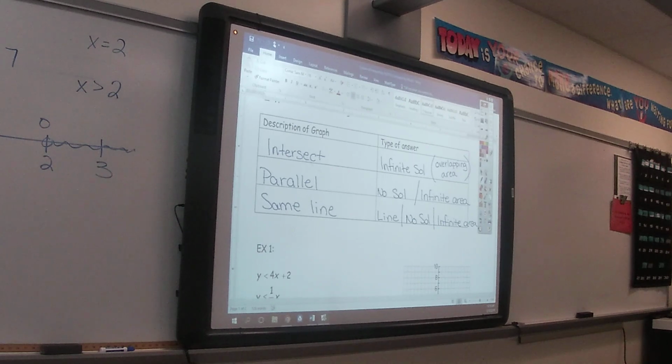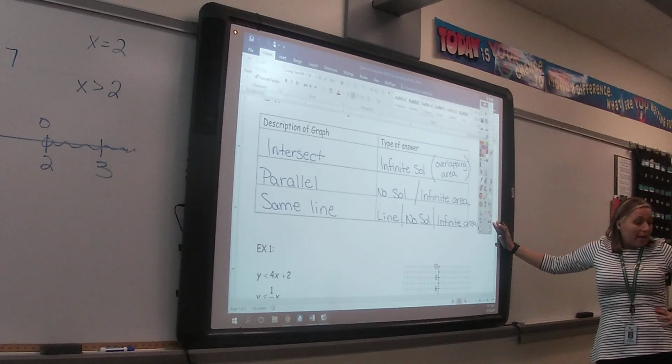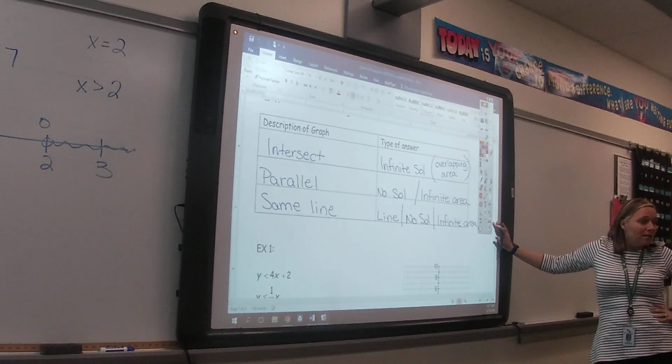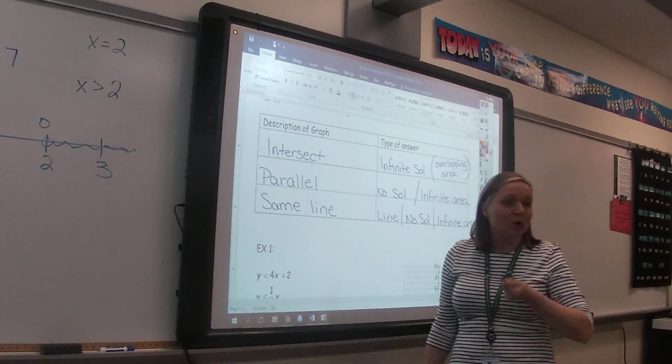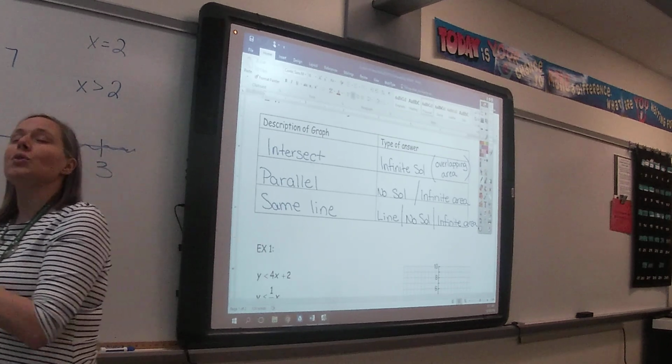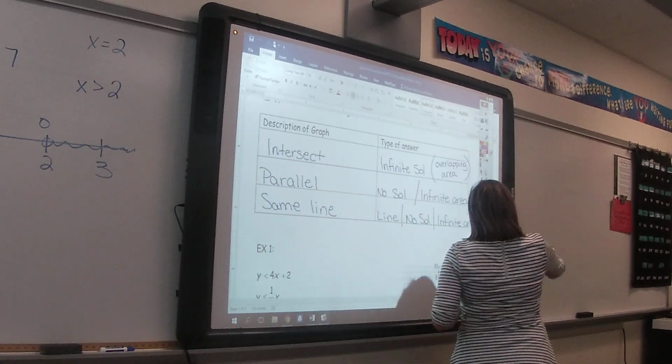My students start going, oh my gosh, how am I supposed to decide? This is where the understanding comes into play. Today we need to really truly understand what we're doing to know which type of answer we're going to want or need. And it all comes down to the idea that a system solution is where both the equations are true at the same time. Where do they overlap? Right? So here's how this is going to work.